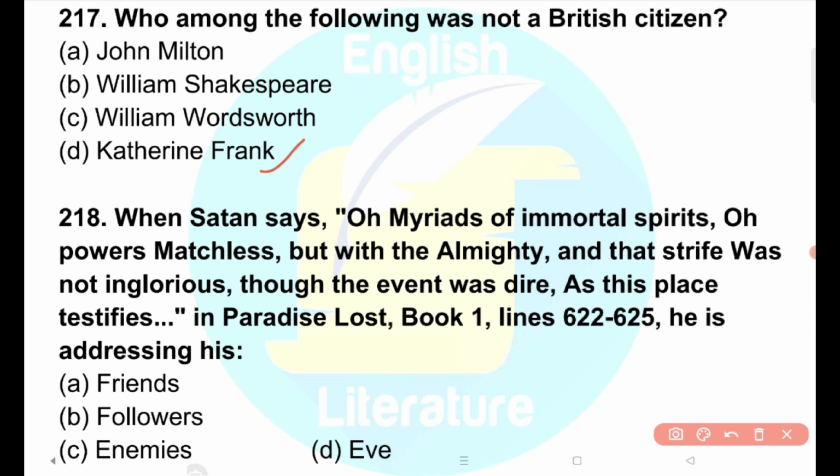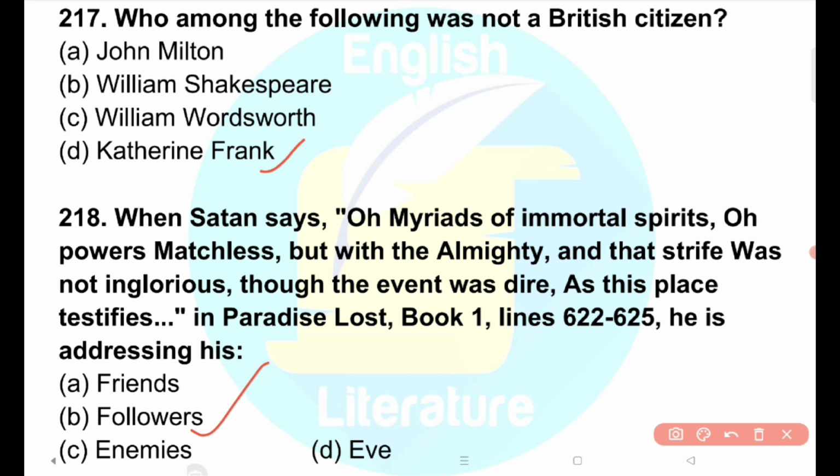When Satan says, "O merits of immortal spirits, O powers matchless but with the Almighty, and that strife was not through the event was dire," and as the place testifies in Paradise Lost Book First, he is addressing option B, followers.